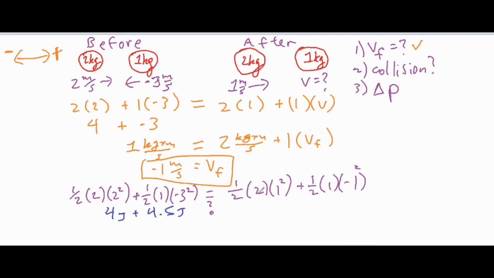And then over here, 1 times 2 is 1, and then times 1 is still 1. And then finally, 1 squared is 1 times 1/2, which is 0.5.